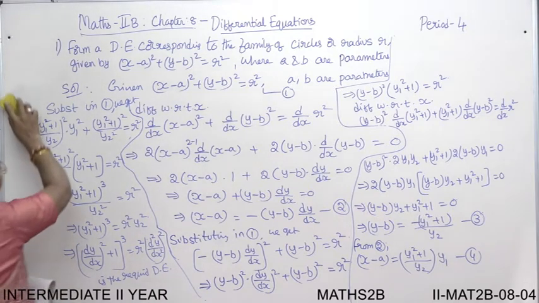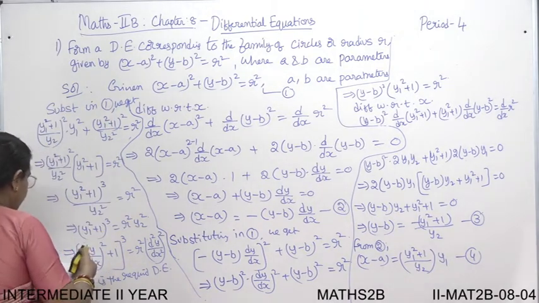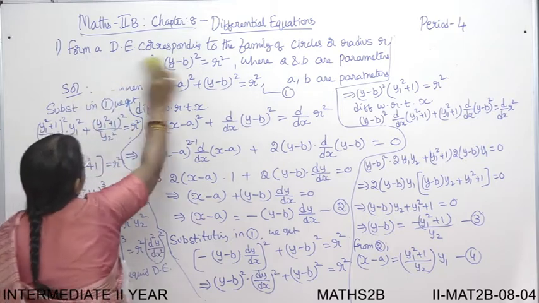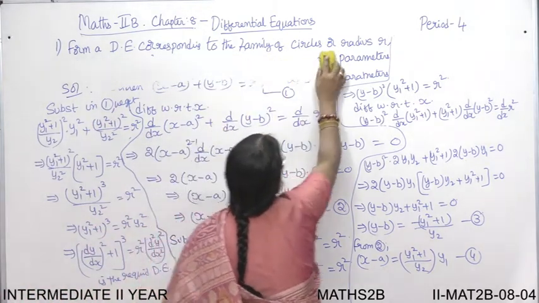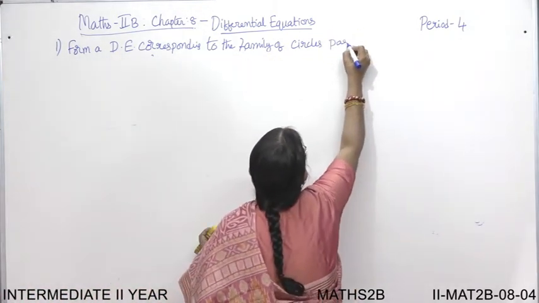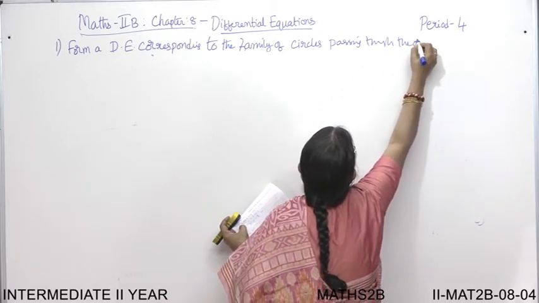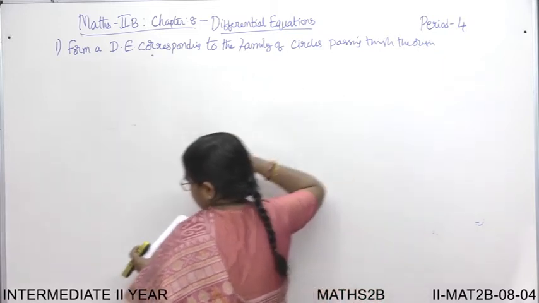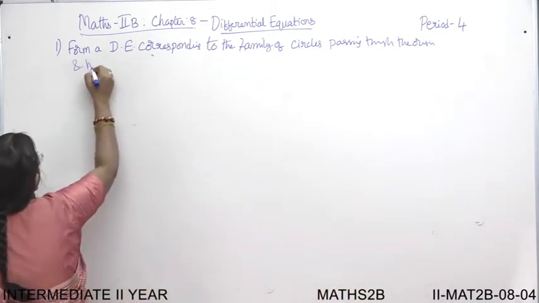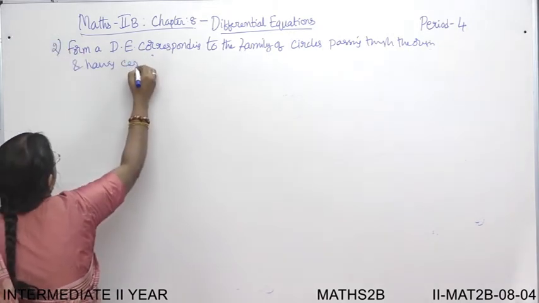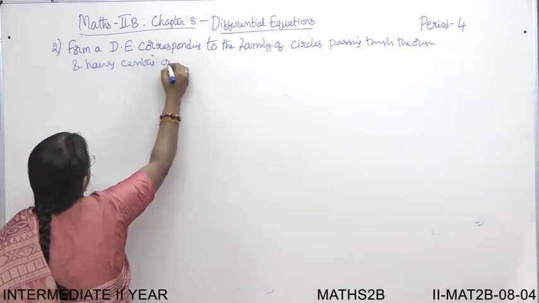Okay, form a differential equation corresponding to the family of circles passing through the origin and having centers on the y-axis. This is the second problem.